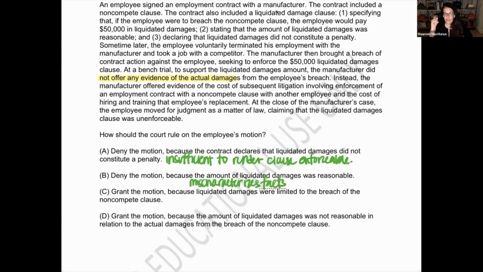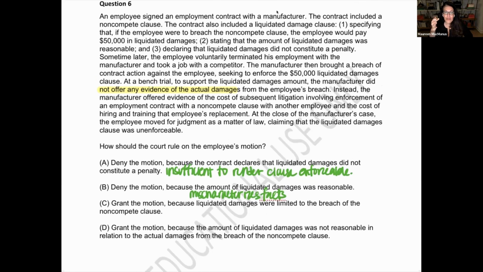C, grant the motion because liquidated damages were limited to the breach of the non-compete clause. That's irrelevant. The liquidated damages clause here is unenforceable because it's not an accurate reflection of the damages. And it's not a basis to actually grant the motion as well. So, I'm sorry, that's not the basis to grant the motion. It's not getting at the standard.